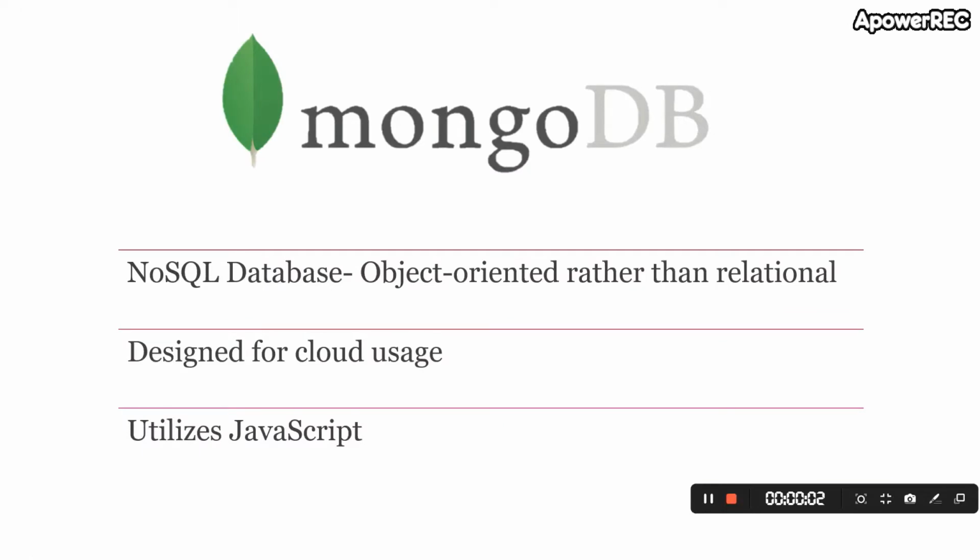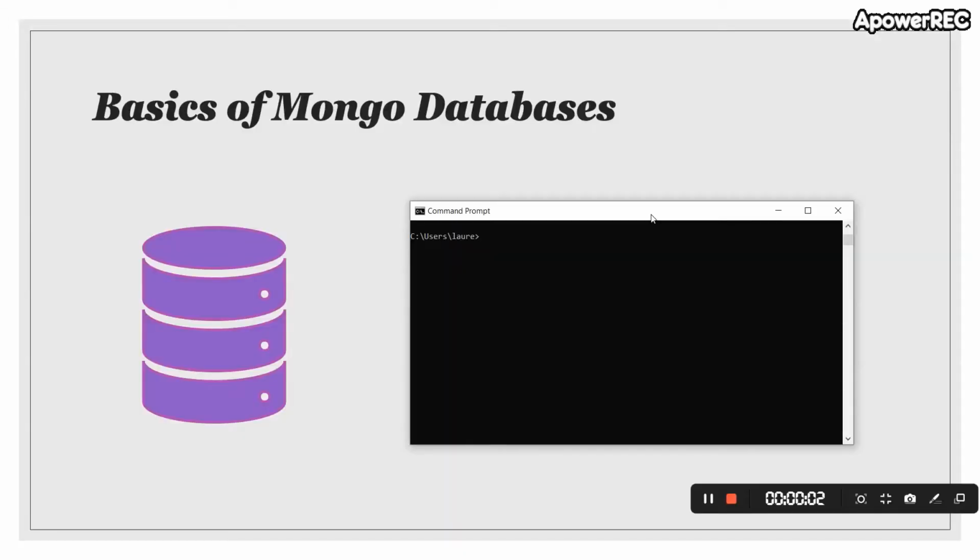The first component we'll take a closer look at is MongoDB. First off, it is a NoSQL database, which means it is object-oriented and uses documents rather than relational, which uses the tables like we are used to. This platform is designed for cloud usage, which makes it very accessible. And like the other components of the mean stack, it uses JavaScript, so no translation is needed between application and database. I'll give you a few basics of using the Mongo database.